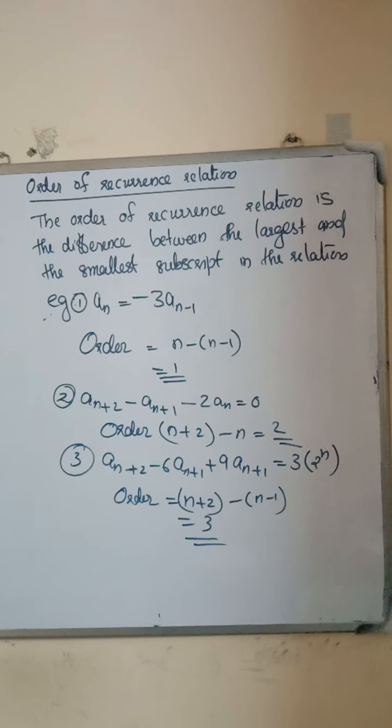Second example, an plus 2 minus an plus 1 minus 2 an is equal to 0. What is the order of this recurrence relation? Here the largest subscript is n plus 2 and the smallest subscript is n, an. So order is n plus 2 minus n is equal to 2. In the third example also, the largest subscript is n plus 2 and the smallest subscript is n plus 1. So the order is n plus 2 minus n plus 1, that is equal to 3.